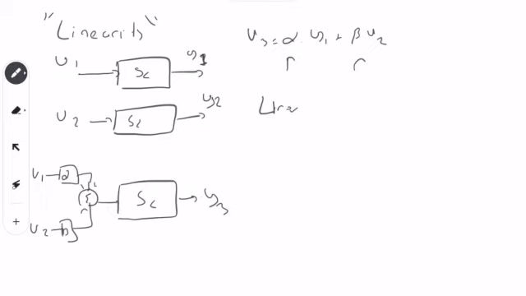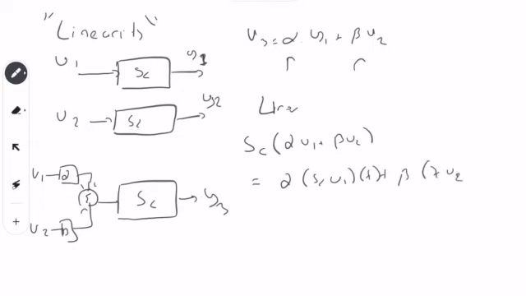Then your system is linear, but it can still depend on time. Mathematically speaking, we can show it like this. This is my system, and this is my combined input here: alpha U1 plus beta U2. If this is equal to alpha S_c(U1)(t) plus beta S_c(U2)(t), my continuous time system is linear.